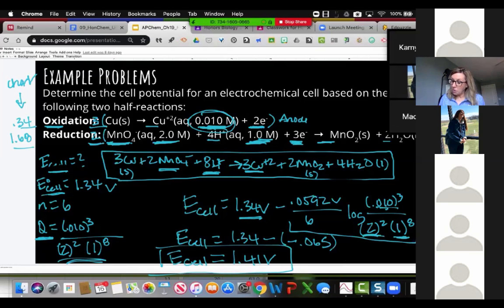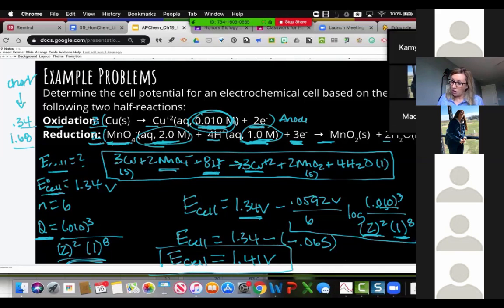So those numbers came from the problem itself. When they gave you the data for that problem, when they gave you those half reactions, they also had in there the concentrations of those ions in those half reactions. So if this had been one that was at standard conditions, they wouldn't have had that extra information in there.